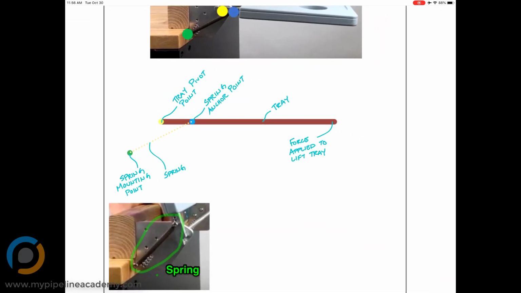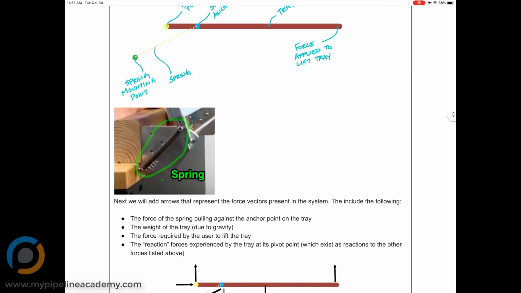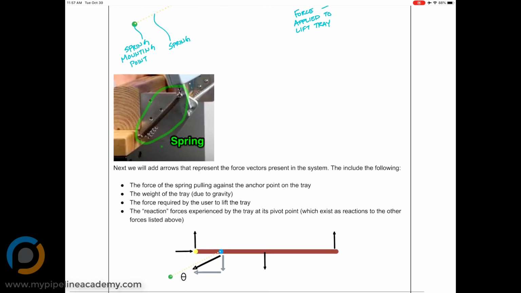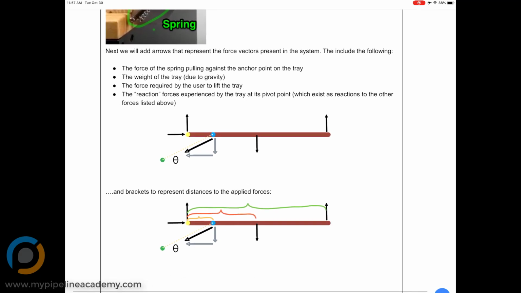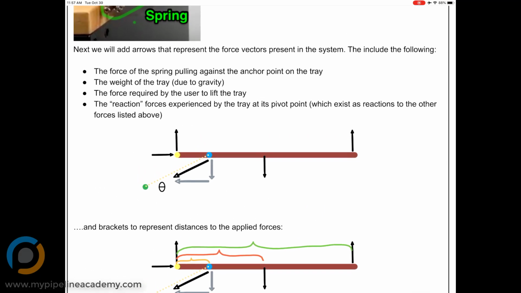So we've got a little illustration here showing the tray pivot point, the spring anchor point, the spring mounting point, the tray, and the force that's applied to lift the tray. And there's the spring circled. Alright, so we're going to add some arrows here. This is the beginning of our free body diagram: some arrows that represent the forces that are acting on this tray.